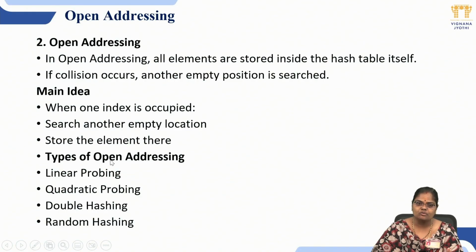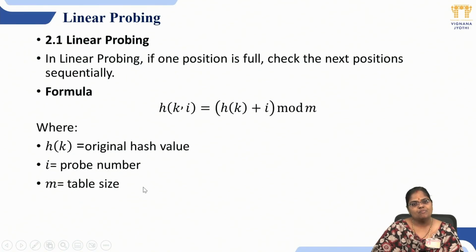The different types of open addressing are linear probing, quadratic probing, double hashing and random hashing. Proceeding further, one type of open addressing is linear probing. In linear probing, if one position is full, we check for the next position sequentially. Sequentially means one after another.